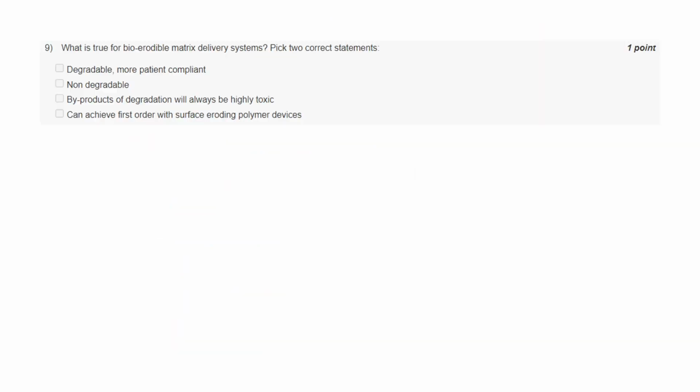Then the question was what is true for bioerodible matrix delivery systems? We had to pick two correct statements, which are they are degradable and hence they are more patient compliant, and they can achieve first order with surface eroding polymer devices.